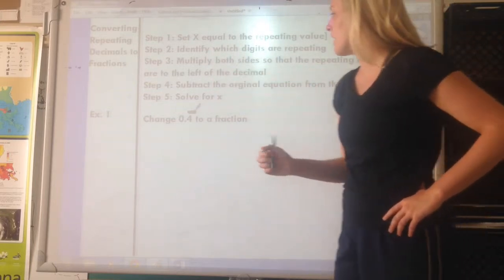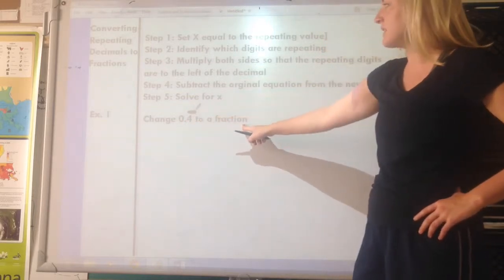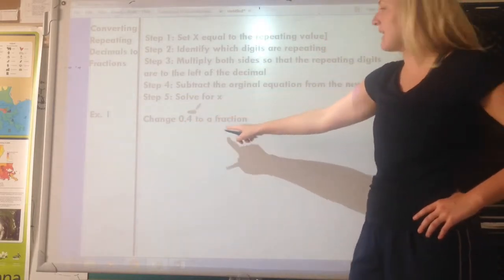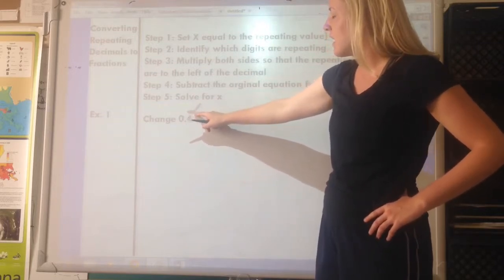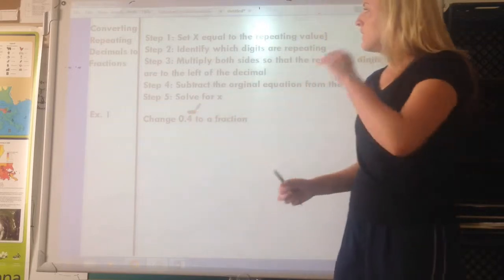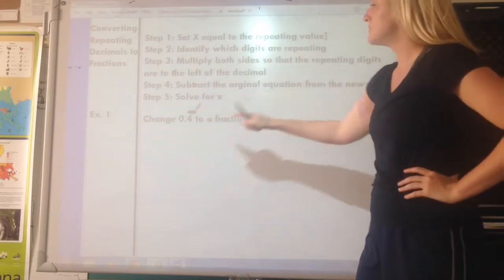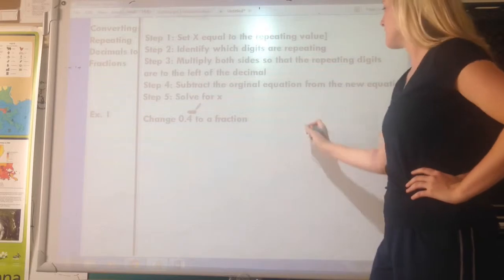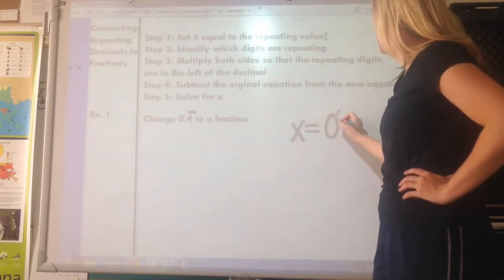Alright, so if I want to change 0.4 repeating to a fraction, there are 5 steps I go through. And again, I know that this is a repeating decimal because I see the line on top of the number. So my first step is to set x equal to the repeating value. So let's go ahead and do that. x equals 0.4 repeating.